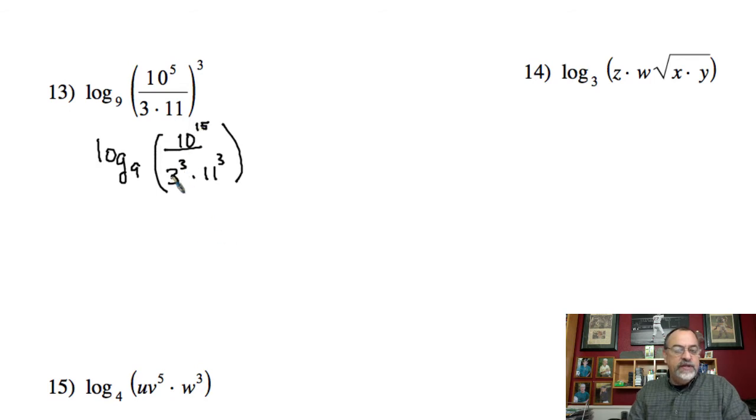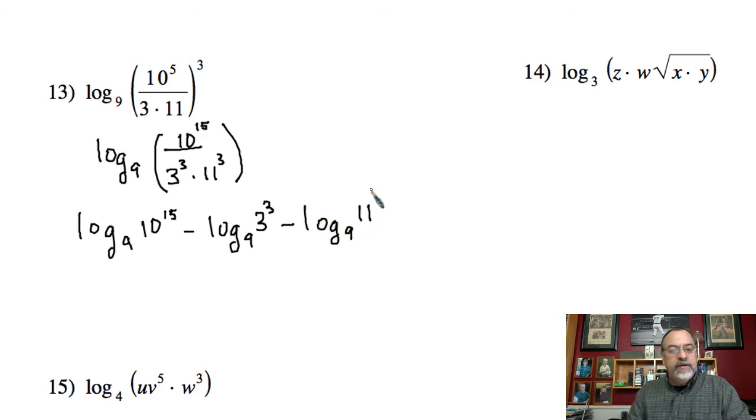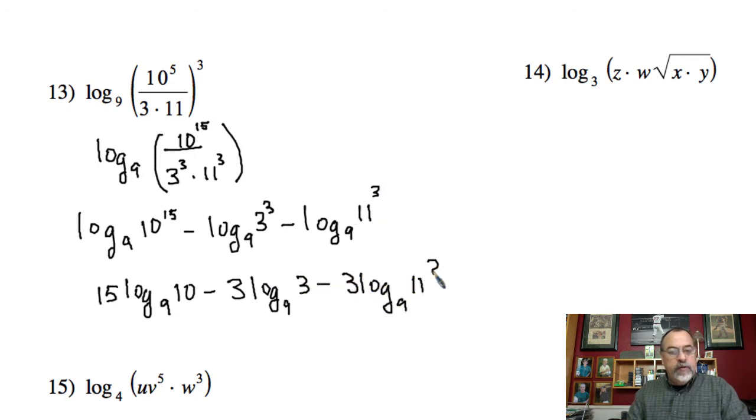Now again, 10 to the 15th is being divided by this 3 to the 3rd, and it's being divided by this 11 to the 3rd, so that's going to be subtraction. So we're going to have log base 9 of 10 to the 15th minus log base 9 of 3 to the 3rd minus log base 9 of 11 to the 3rd. And then we are going to apply the product property. So this is going to put that exponent in front. And then we can put this exponent in front. And then we can put this exponent in front. And so we have the expanded version of, or the expanded logarithm using those properties.